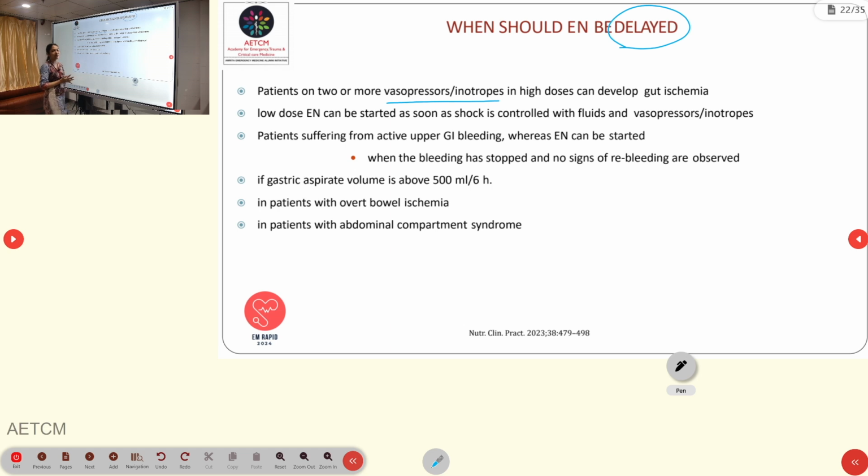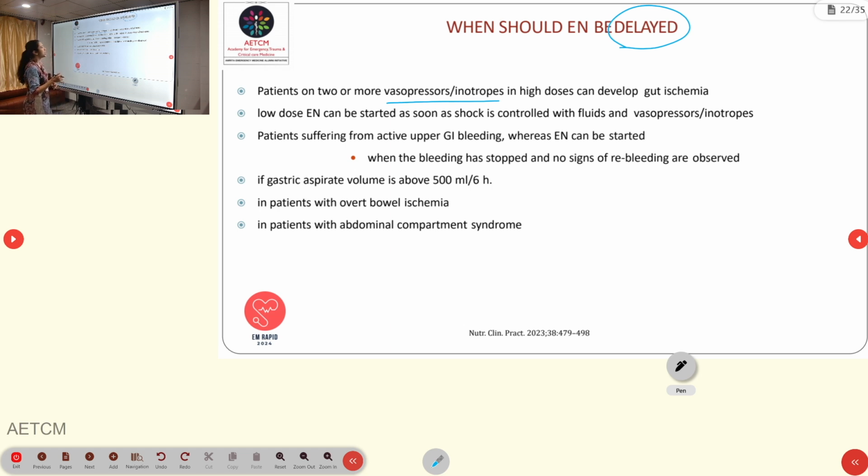So there is a chance of gut ischemia. In such patients, they will usually be on a ventilator, and we will usually be giving enteral nutrition. In that case, enteral nutrition can sometimes cause gut ischemia. So in those patients, we can consider delaying the nutrition.